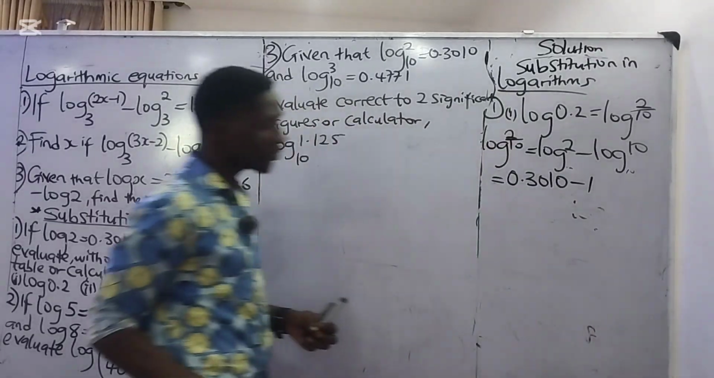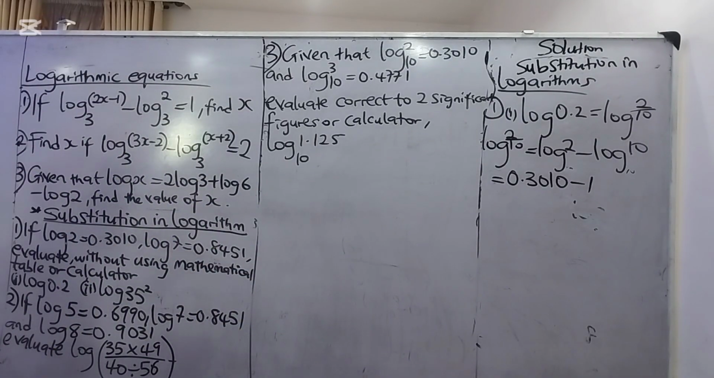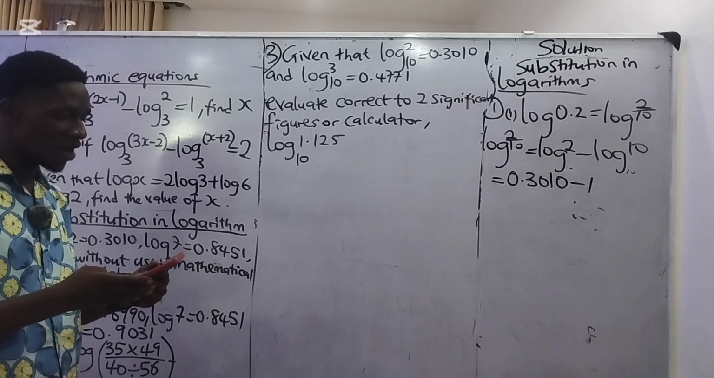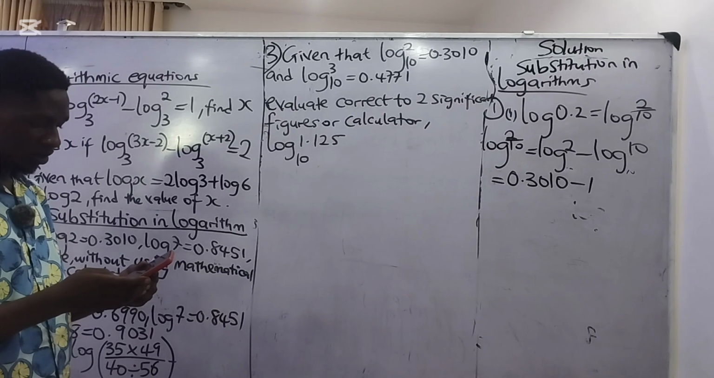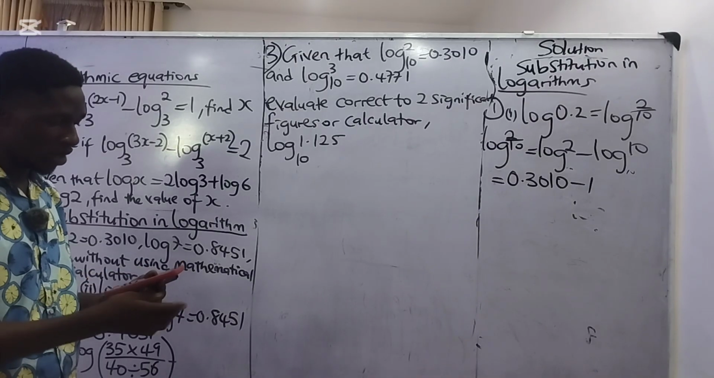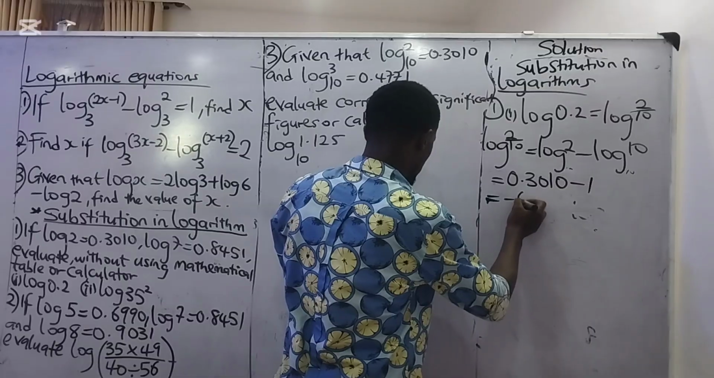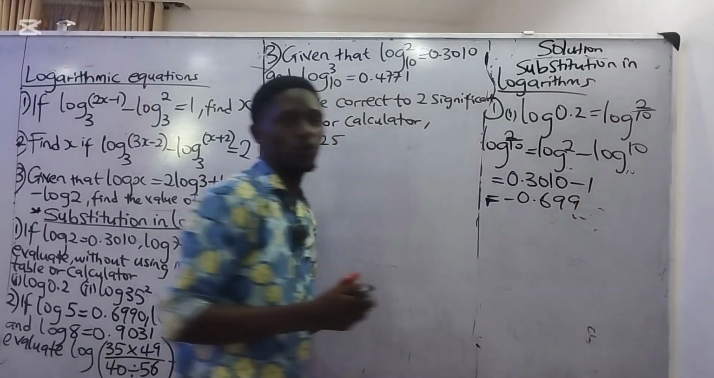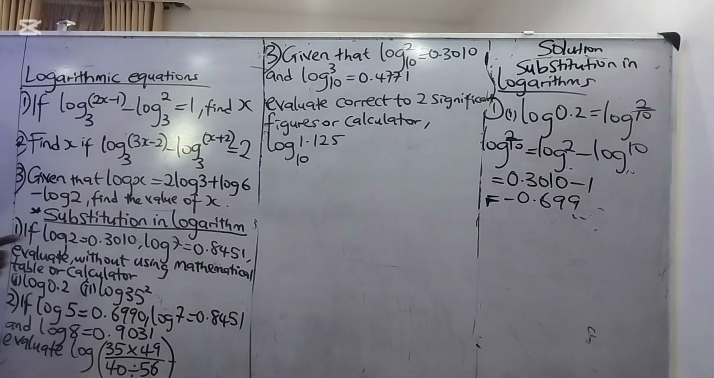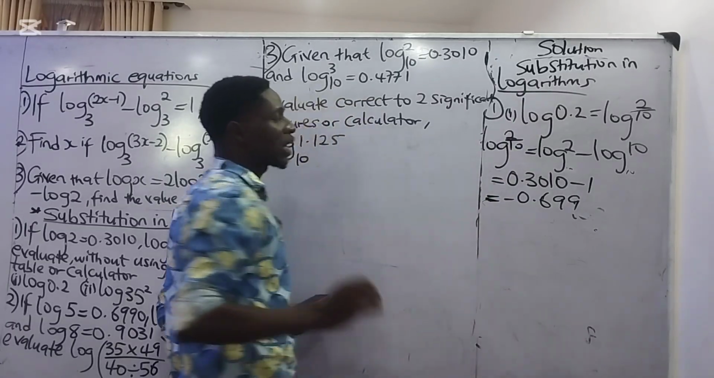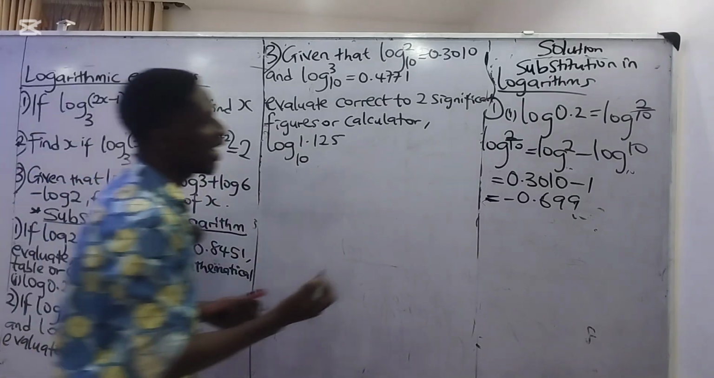Going by this, this is where you need to use your calculator so that you'll be sure what you are doing. We have 0.3010 minus 1, which will give us minus 0.699. So be careful. If you press your calculator, log 0.2 is going to lead to bar notation. That is why it's not advisable for you to use your calculator. You have to simplify first and substitute. That is the only way you can get your answer. So let's go to part II.